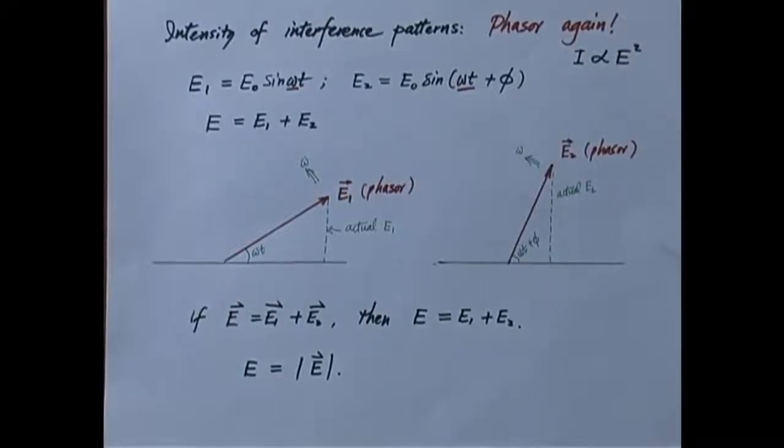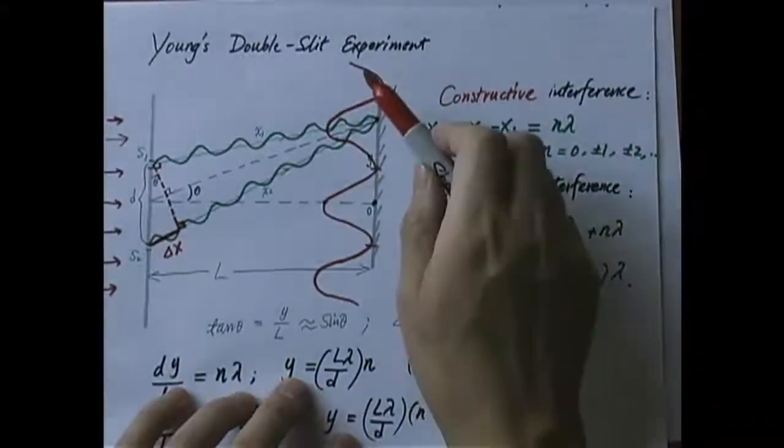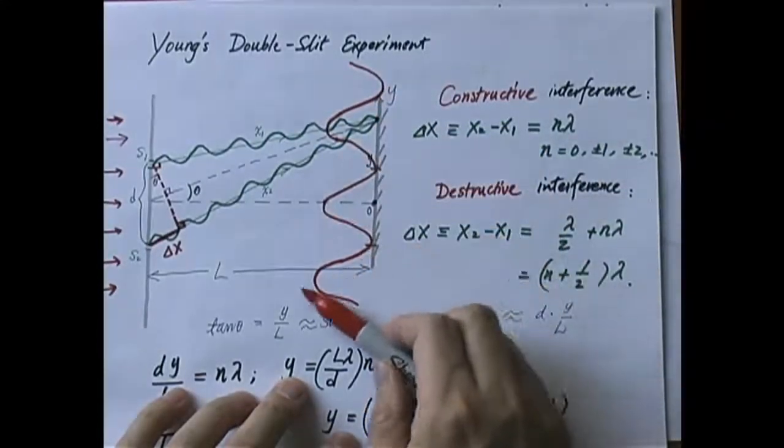Okay, we have just located the bright spots and dark spots of a two-slit interference pattern, otherwise known as Young's experiment. But now we want to go one step further. What I want to know is not only the location of bright and dark spots, but exactly what kind of function this is, the intensity function.